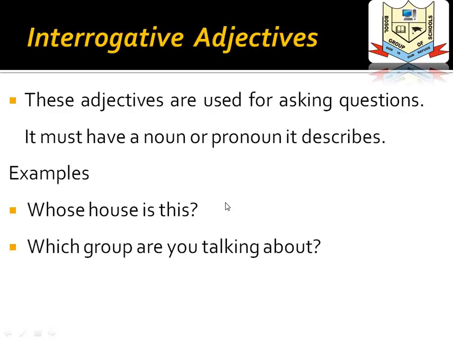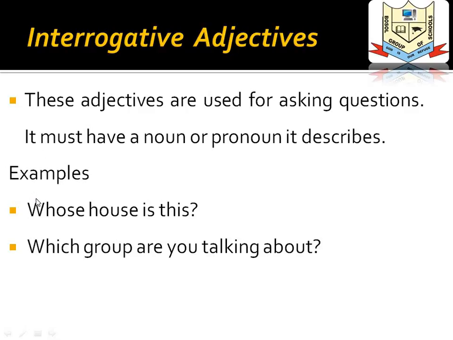Then we have the interrogative adjectives. These adjectives are used for asking questions, to interrogate a person. And an interrogative adjective must have a noun or pronoun it describes. You can't just put an interrogative adjective in a sentence without putting the noun or pronoun that it describes.